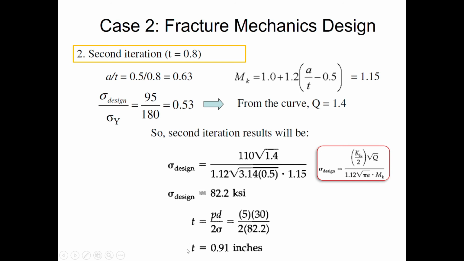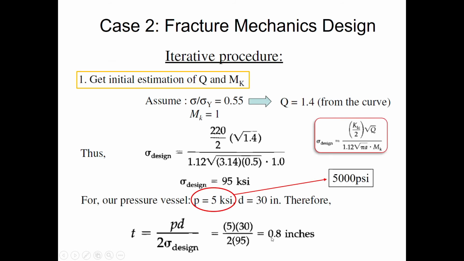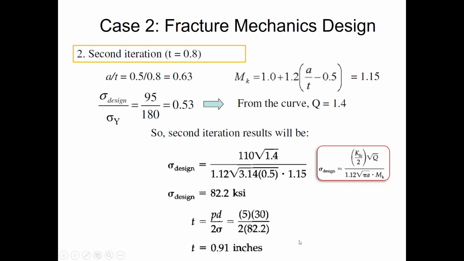Using this value, we substitute into the same equation as this one. Now the target here is to find the new T, the thickness. We obtain that as 0.91 inches. So we compare this value 0.91 with the other one, which is 0.8 inches. Now we need to do another iteration to check whether the consistency is okay or not.